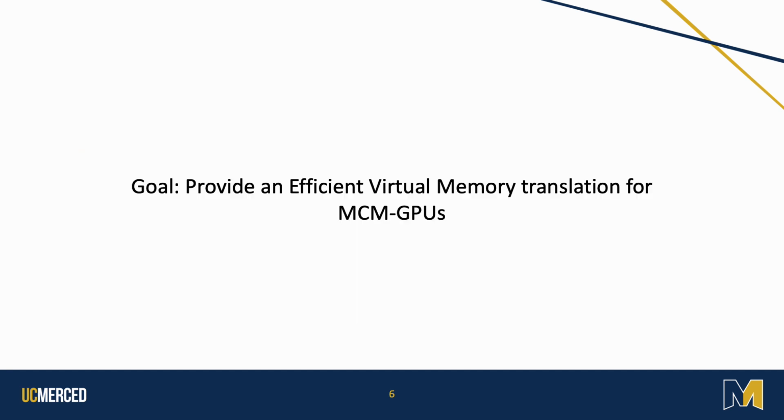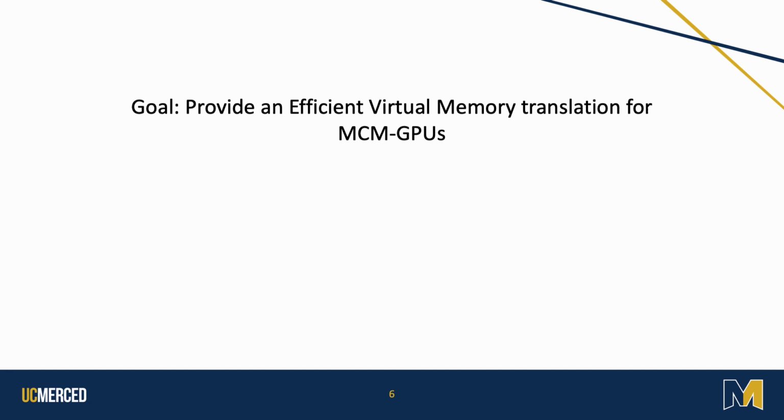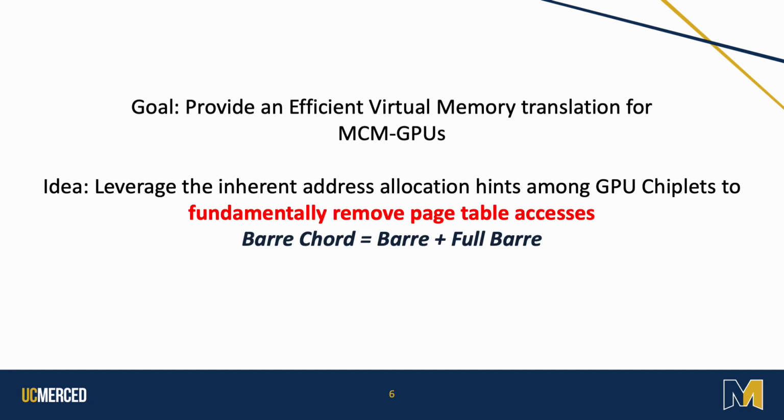Motivated by the previous analysis, our goal is to provide an efficient virtual memory translation specifically designed for MCM GPUs. Our key insight is that memory allocation among different GPU chiplets can provide extra hints. Our idea is to provide those allocation hints and leverage them to coalesce address translation from different GPU chips. We first explore how the centralized IOMMU can leverage the structured page placement, which we call Barre. We then explore how such hints can be shared and leveraged within the GPU, which we call Full Barre. Together we call it Barre Chord.